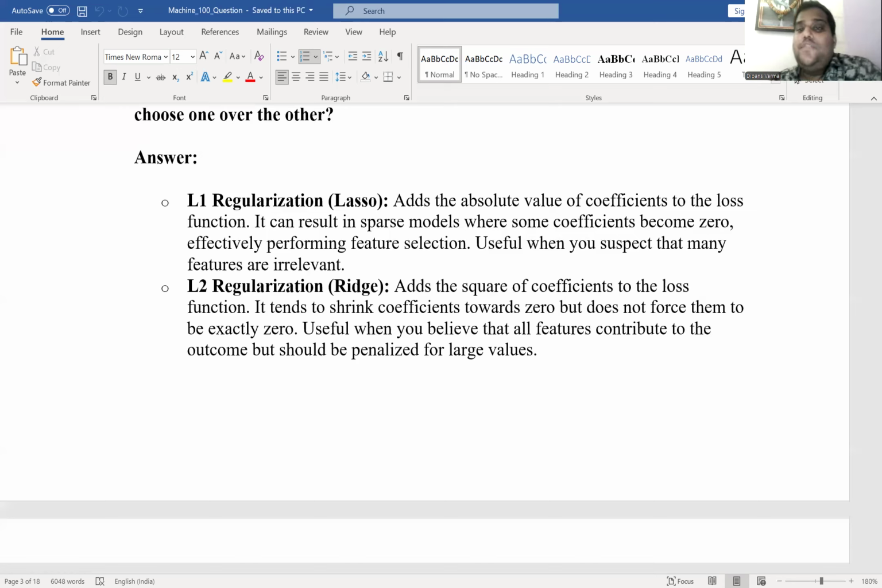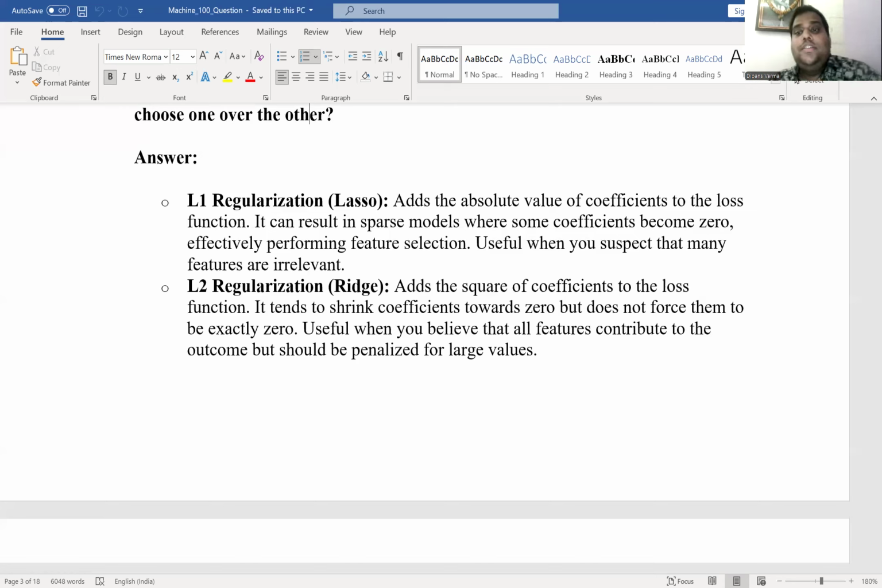It can result in a sparse model where some coefficients become zero, effectively performing feature selection, useful when you suspect that many features are irrelevant. The square of the coefficient is added to the loss function to shrink the coefficients towards zero, but does not force them to be exactly zero. Useful when you believe that all features contribute to the outcome but should be penalized for large values.